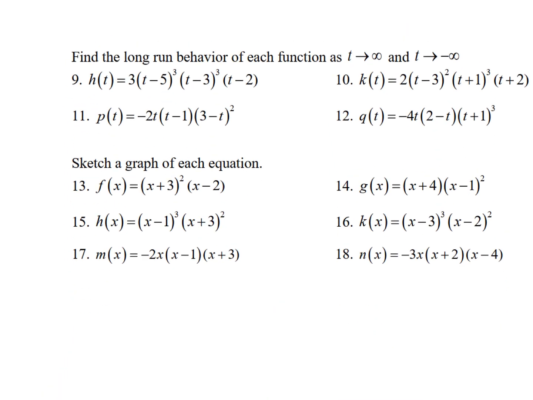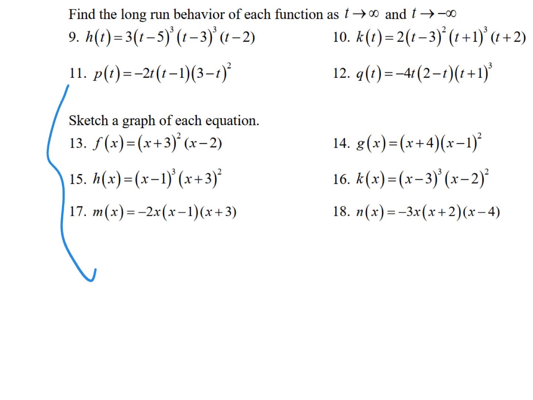Now, number 11 is kind of interesting because I see a negative in front, so that tells me it's reflected around the x-axis, or t-axis in this case. I also see there's another swap there, so that's a y-axis reflection. Maybe because it's squared, it won't matter, but that's something we've got to think about.